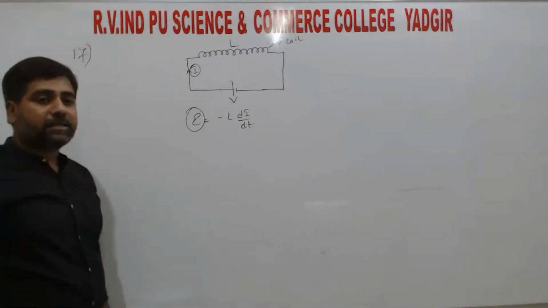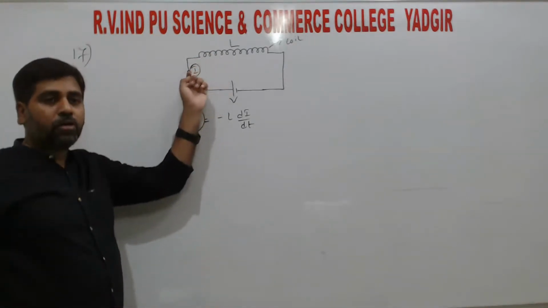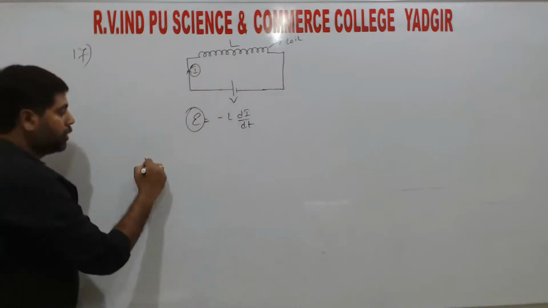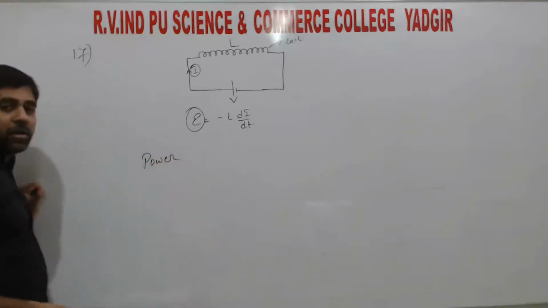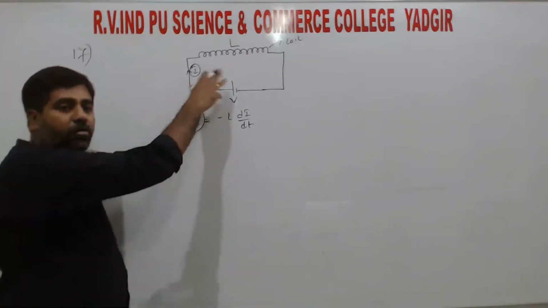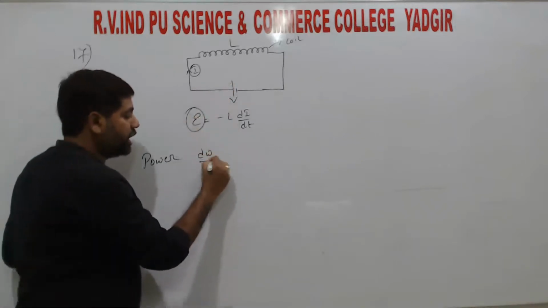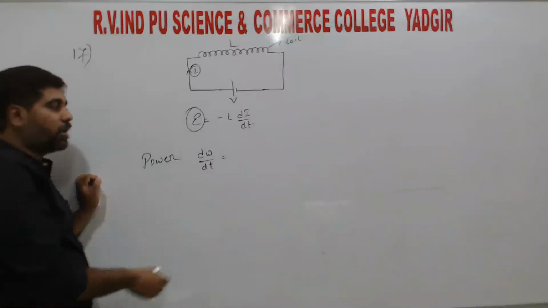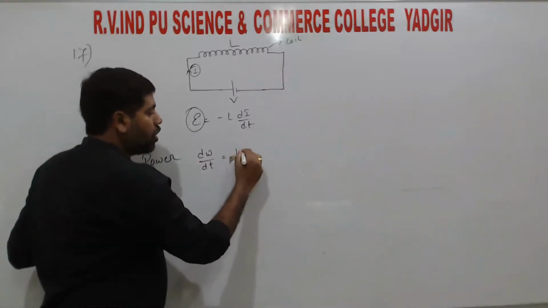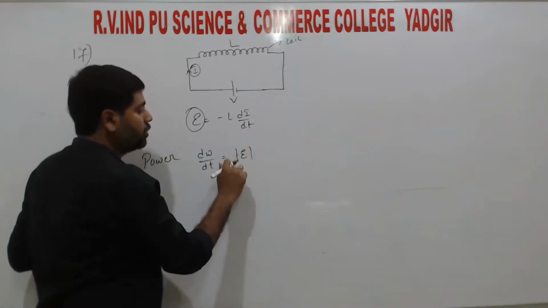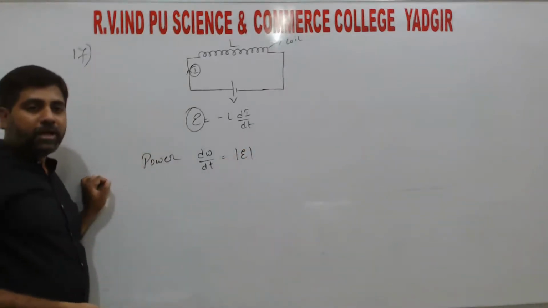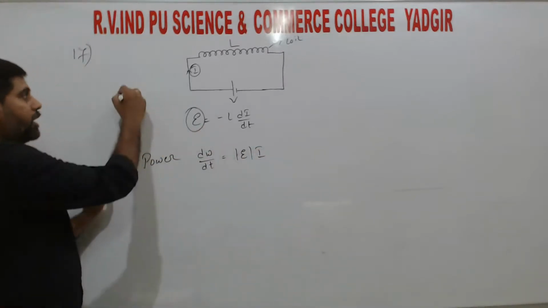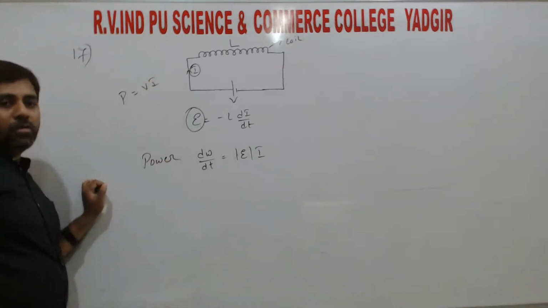So hence we need extra power to maintain the current in the coil, right? Power is the work done. That means externally we are doing the work. So the external work done dW by dt, the small work done to the time taken, we call power. That is equals to magnitude of E into I. The relation for power is P is equals to V into I, right?